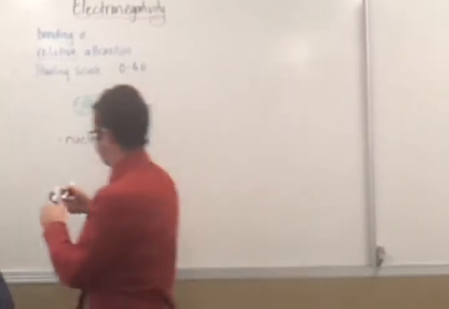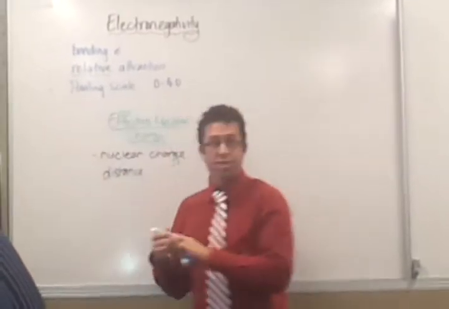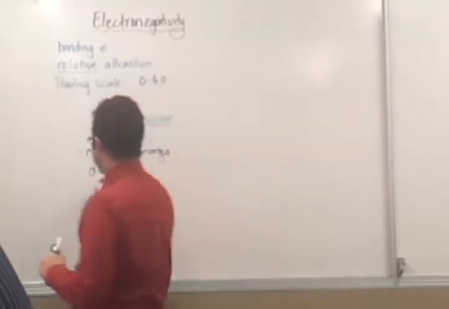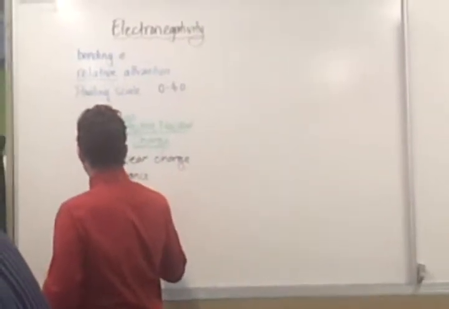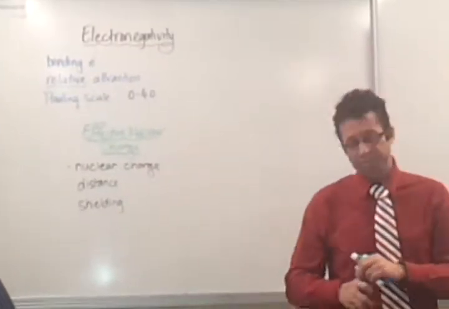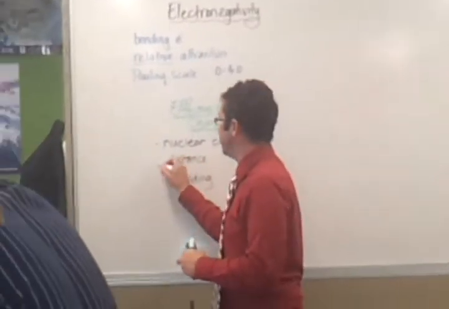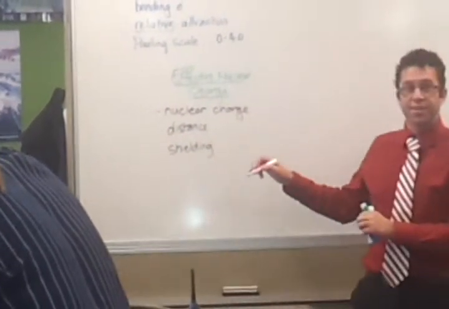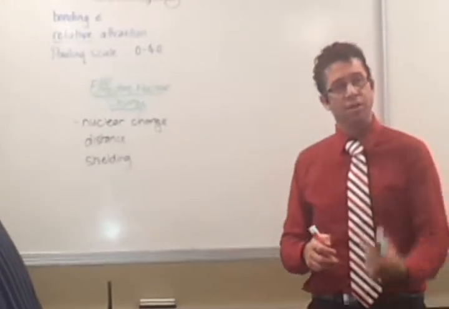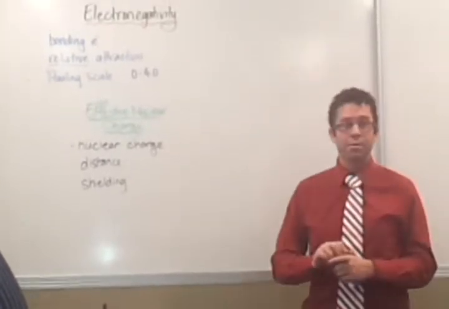So we find that the actual distance is an effect, so the radius of the atom or the radius of the ion, and shielding by electrons at lower energy levels. So if you can use these three ideas, you can write quite concise, quite good justifications for why electronegativities decrease down a group and increase across a period. And that's really all you need to be able to do.